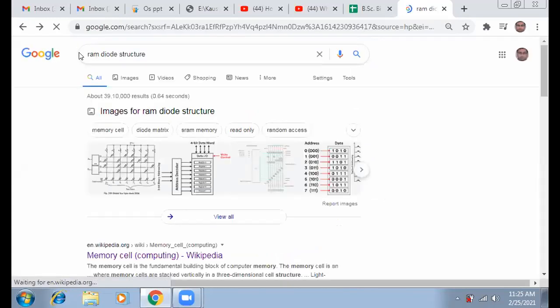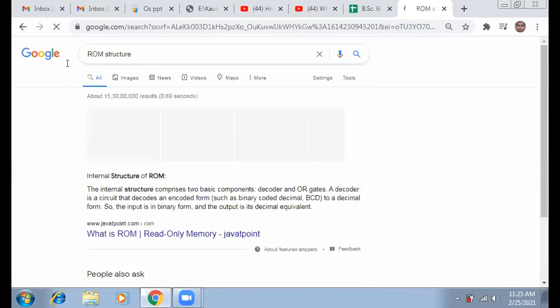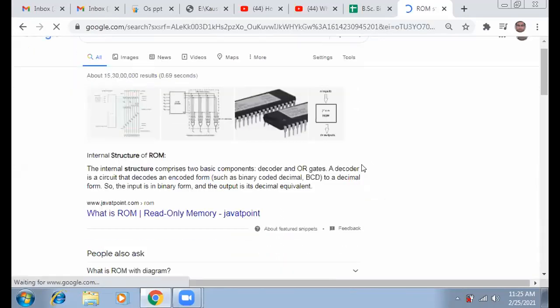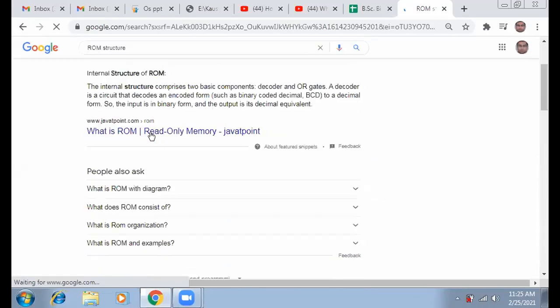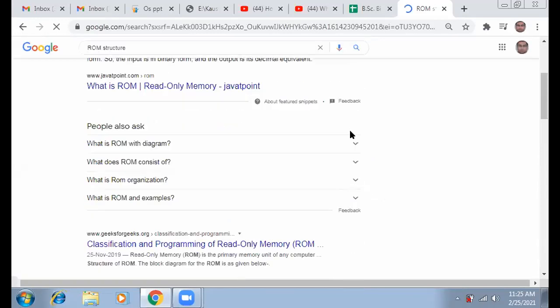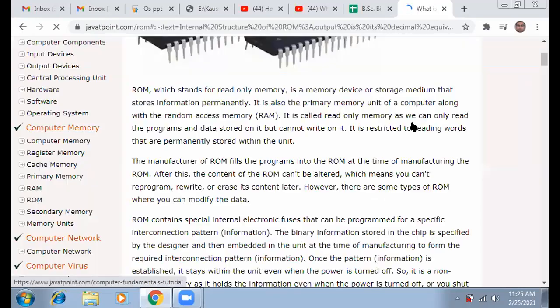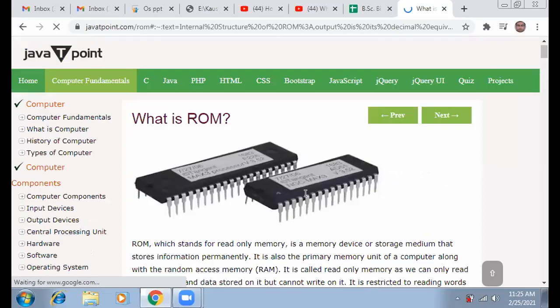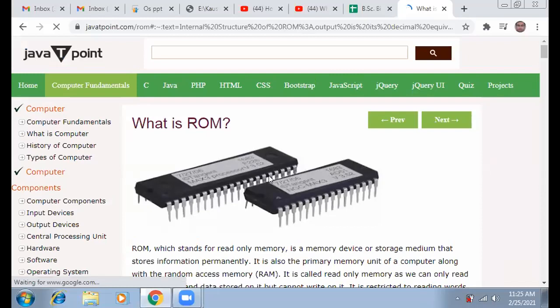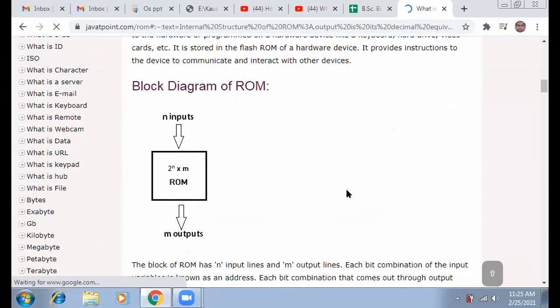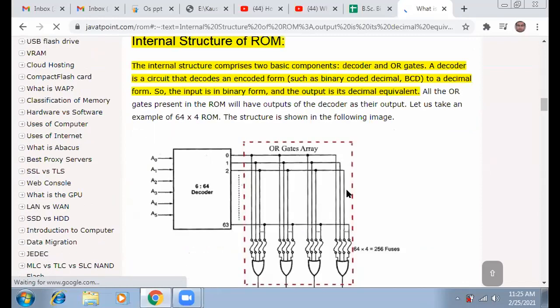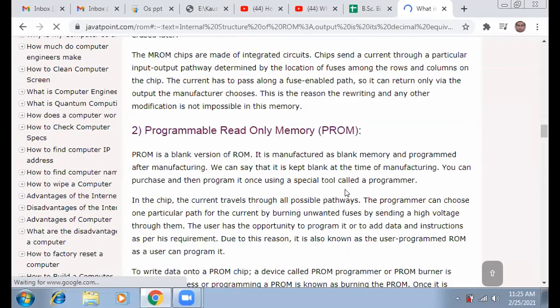Let me show you the ROM structure. ROM structure is also very easy to understand. These are the ROM chips. In your digital electronics lab, we actually work with the ROM chip and RAM chip. With both chips, we will work in our digital electronics lab. I don't know whether you have a digital electronics lab in future or not, but we should work with that.